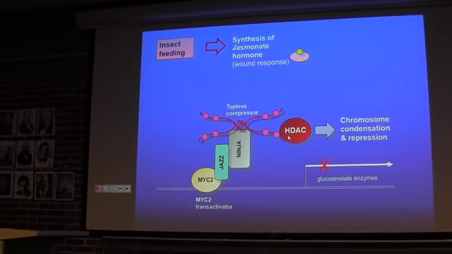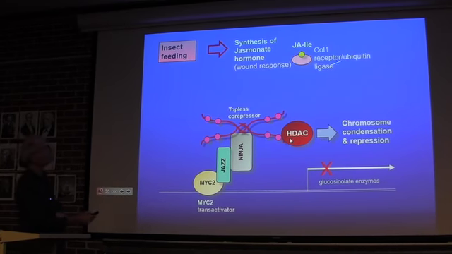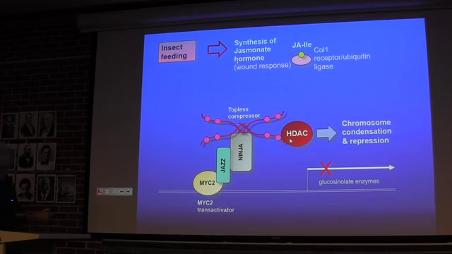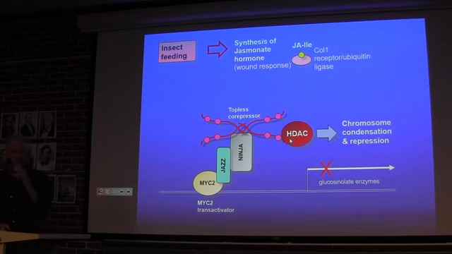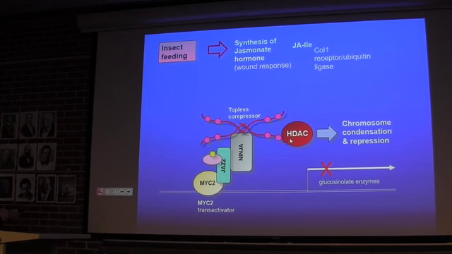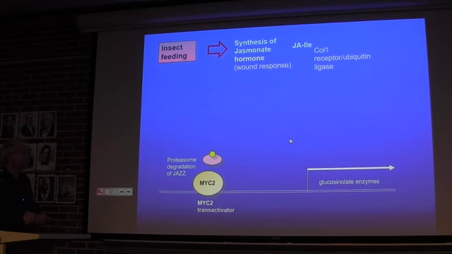Synthesis of jasmonate. It binds the receptor ubiquitin ligase. Notice it's not really jasmonic acid, it's a jasmonic acid conjugate with isoleucine, but that's a detail you don't need to know. And then that, of course, binds JAZ, and that leads to its degradation. It goes away, and now it can recruit the pre-initiation complex.